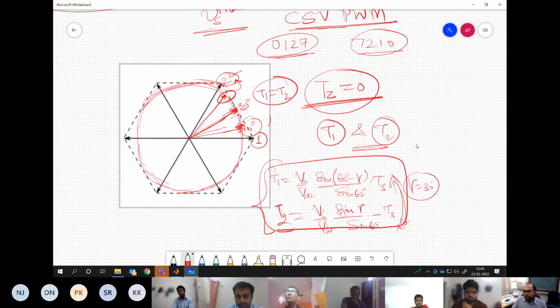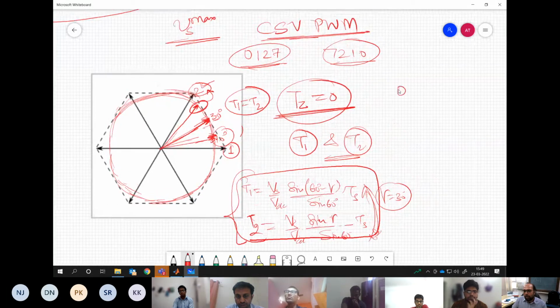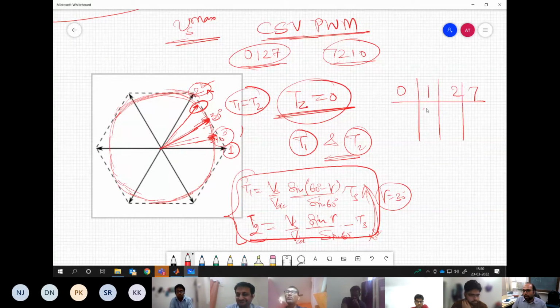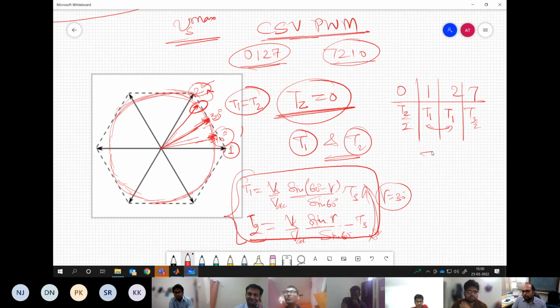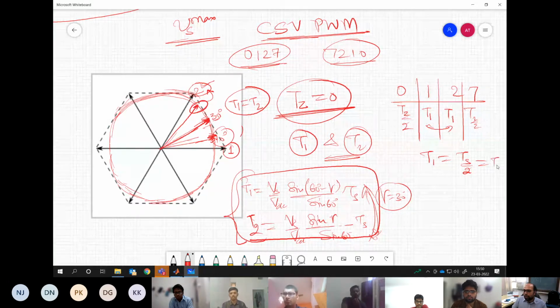We have 0, 1, 2, 7. Now, if 1 and 2 are equal, say T1 and T1, and this is Tz by 2, Tz by 2. The maximum value of this T1 could be Ts by 2. That's the meaning of Tz by 2 going equal to 0, right? Yes, sir.